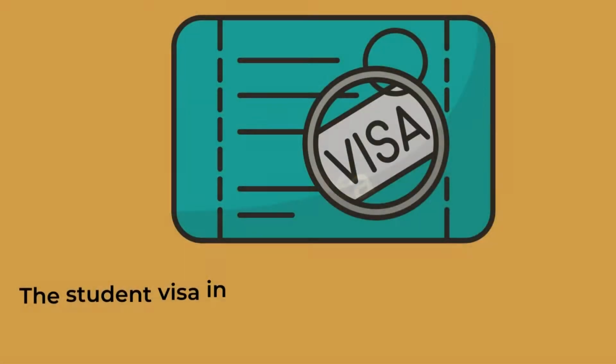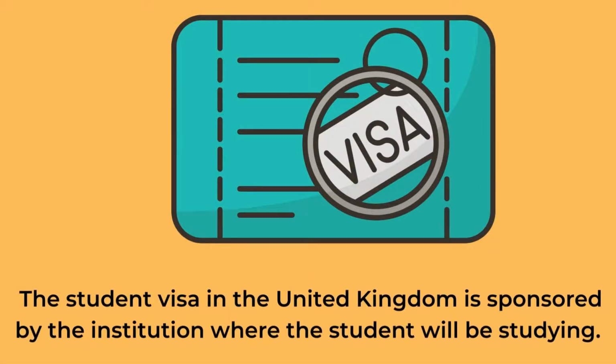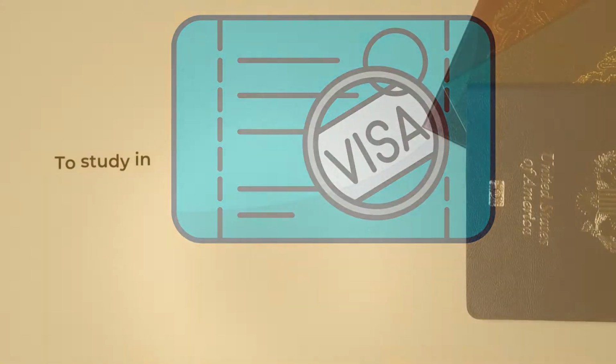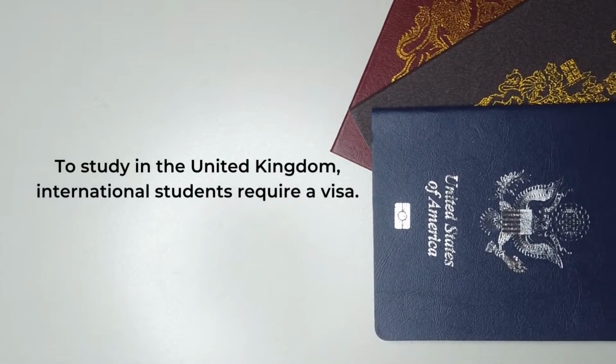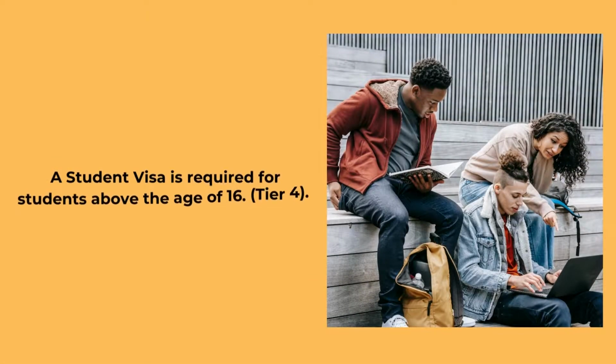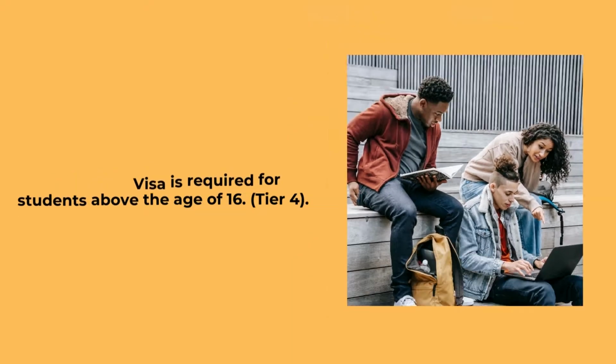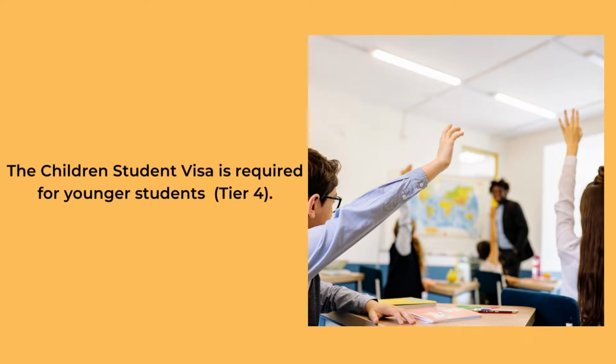Visa. The student visa in the United Kingdom is sponsored by the institution where the student will be studying. To study in the United Kingdom, international students require a visa. A student visa is required for students above the age of 16. Tier 4. The children's student visa is required for younger students, Tier 4.